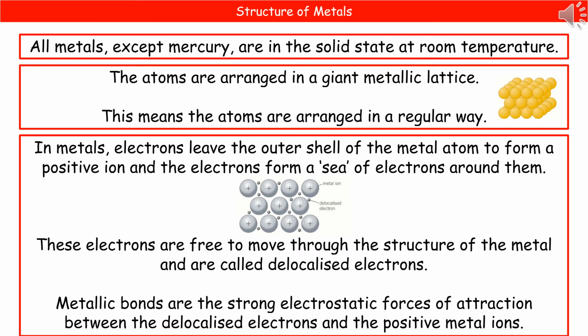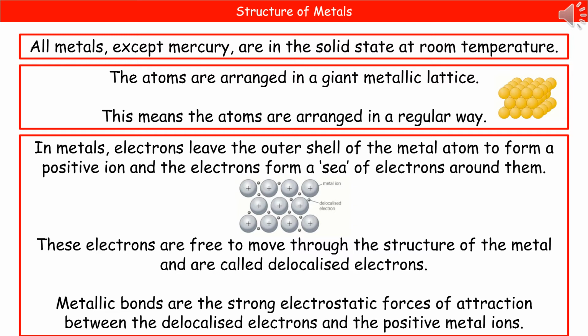When we think about metals, we need to remember that they're all solid at room temperature except mercury, which is a liquid. The atoms are arranged in a giant metallic lattice so that they're arranged in a regular pattern, as you can see on the right.